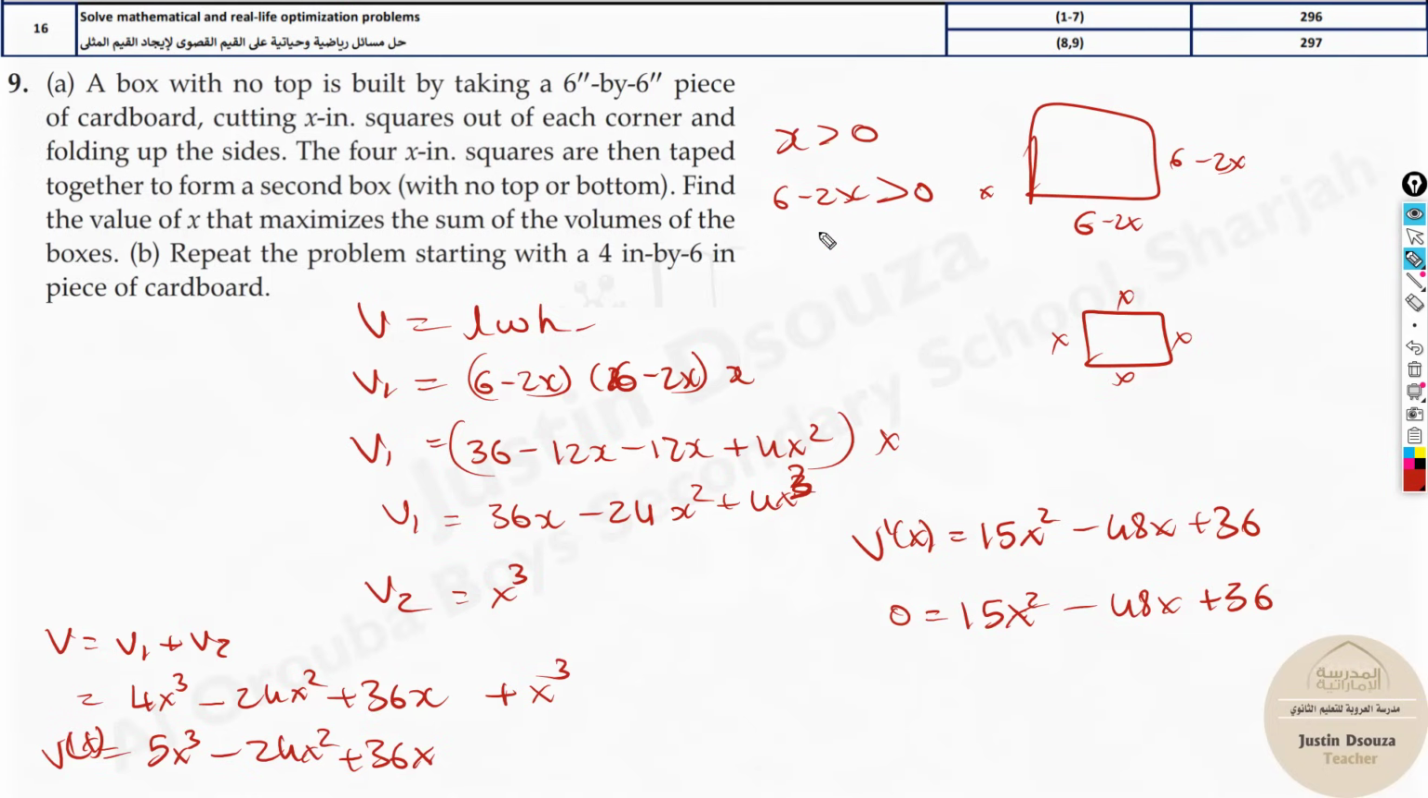I'll tell you in a minute. Let's solve this. It'll be 6 is greater than 2x, so 3 is greater than x, or x is less than 3. So the limits are 0 to 3. But it's closed intervals. Why? Because you have included the volume of another thing as well, right?